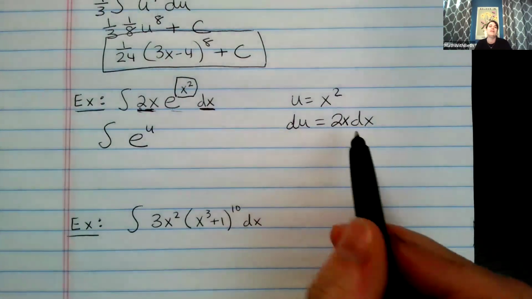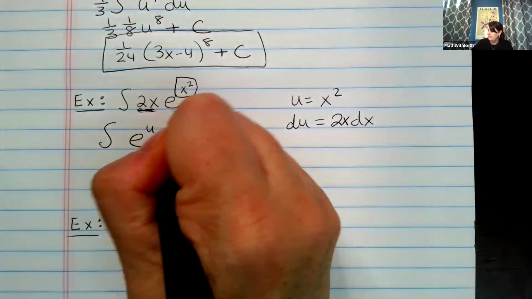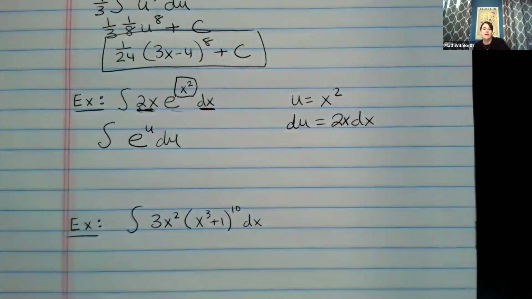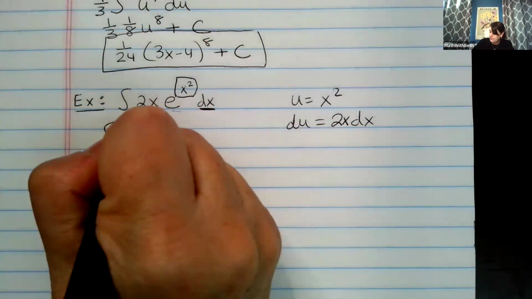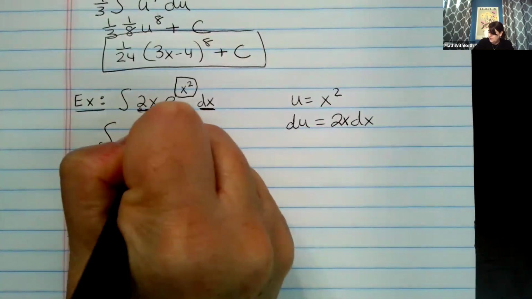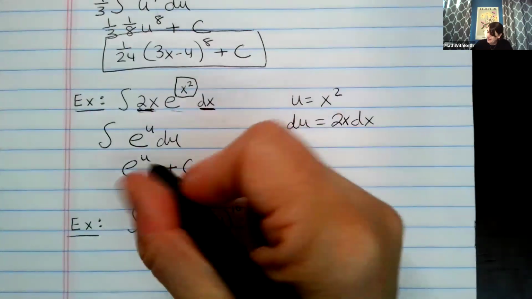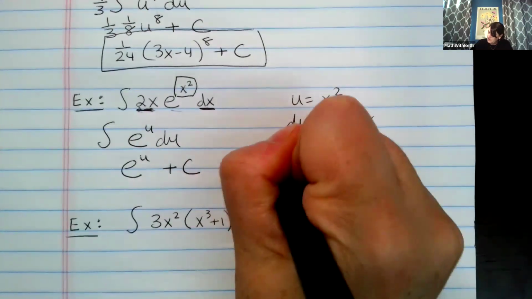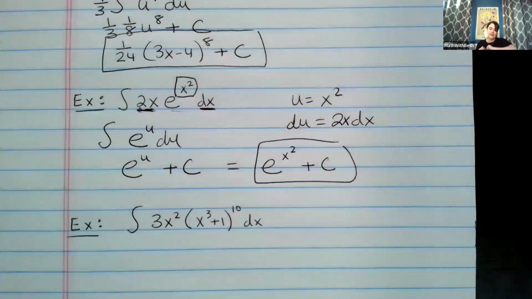So this time I don't have anything extra, so I don't need to put anything out front. I just need to call all of that du. So how do you do the antiderivative of e to the u? It's just e to the u plus c. So now we can plug back in what u is. So e to the x squared plus c.